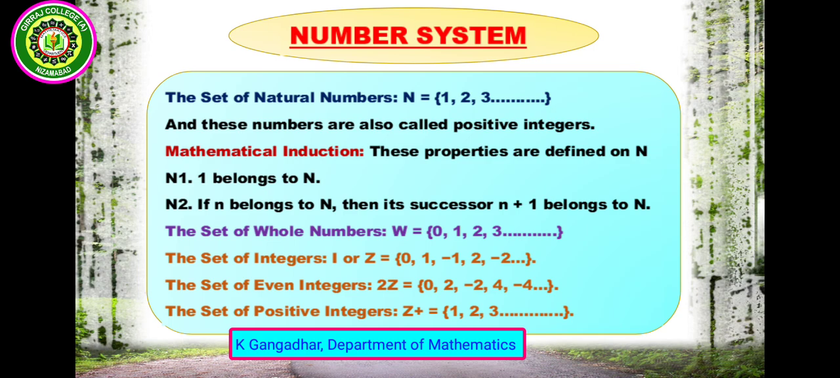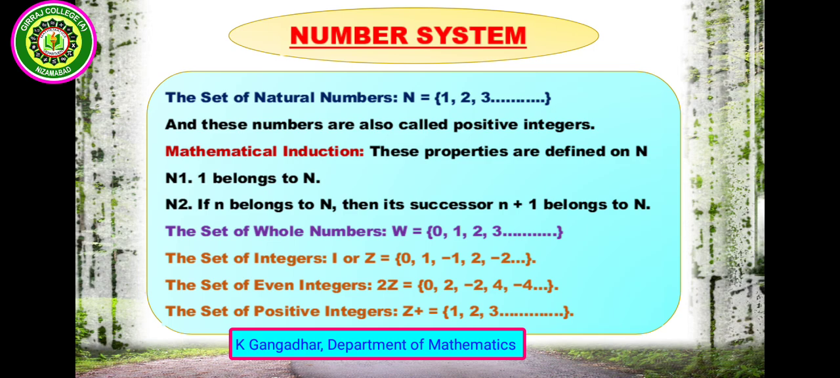For now we first start with the natural numbers. What type of numbers are called natural numbers? Natural numbers are 1, 2, 3, 4, and so on. These numbers are called natural numbers.